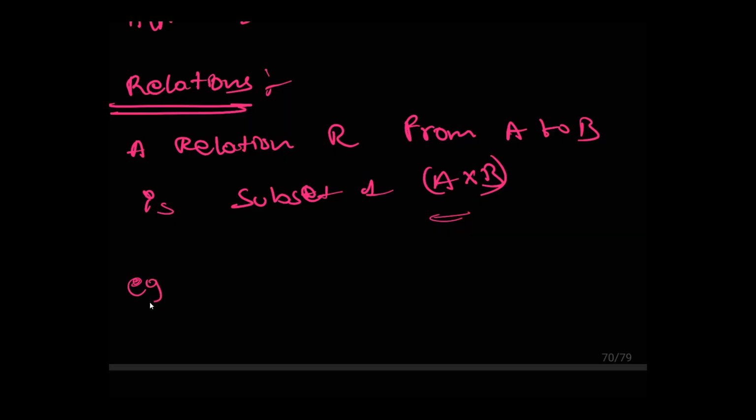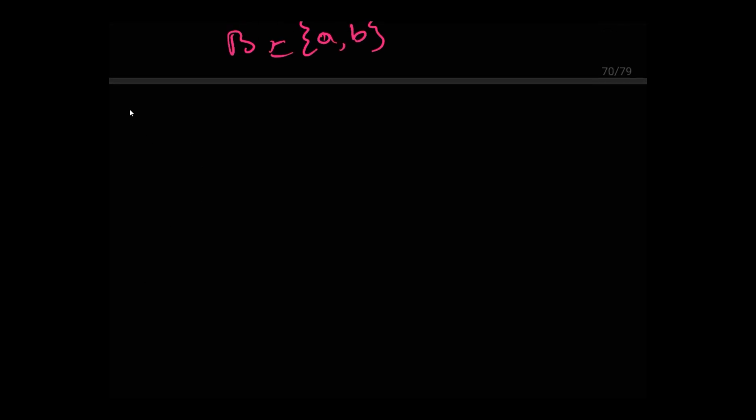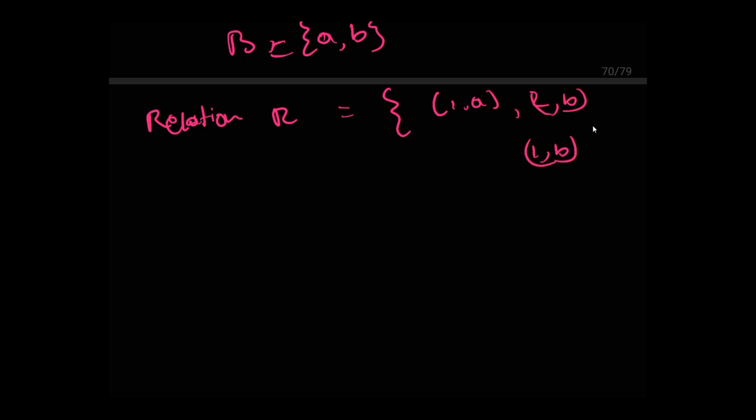Now, for example, let us take A as {1, 2}, B as {a, b}. Then a relation R from A to B can be {(1, a), (2, b), (1, b)}. This can be a relation from A to B.